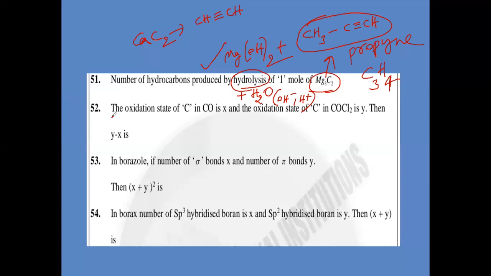Okay. Next. The oxidation state of carbon in carbon monoxide. Answer is one, only one hydrocarbon is produced. Here oxygen is minus 2, so carbon should be having plus 2. So the X value here is plus 2.